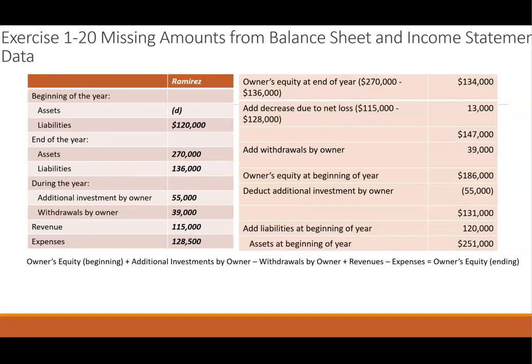Here with Ramirez, we're looking for the assets. So we know the end of the period is 134. And we know revenues minus expenses showed a loss of 13,000. We know he added 55,000 of investment. He took out 39,000. Therefore, if we know our liabilities, then we can plug in our assets.